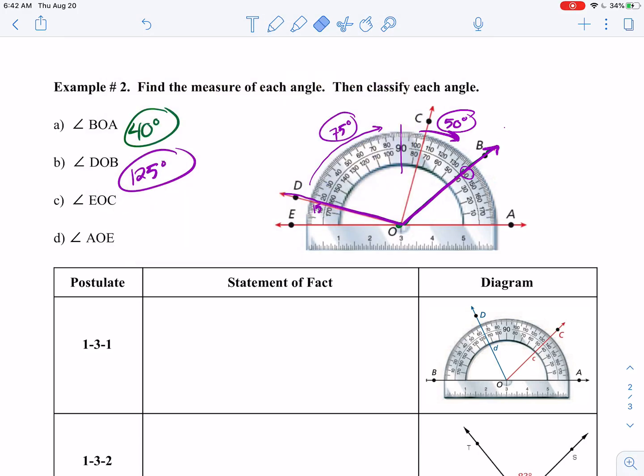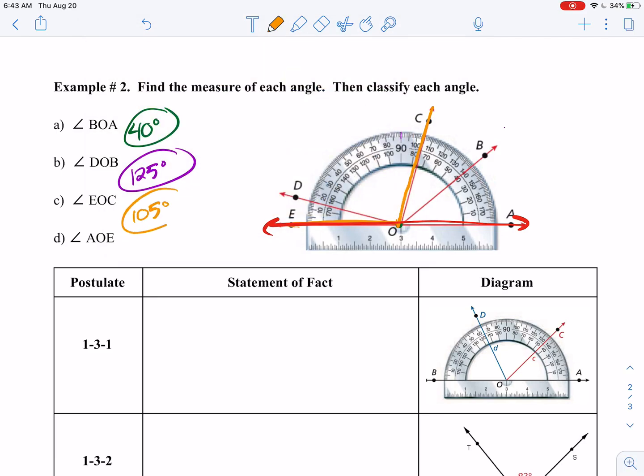Why don't you guys try the last two on your own? That would be angle EOC, and angle AOE. Try these both on your own, and then we'll see what you guys got. For C, you should have gotten 105 degrees, and for AOE, straight line, straight angle, 180 degrees.